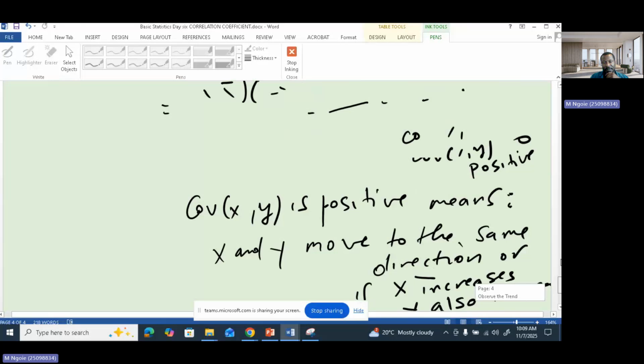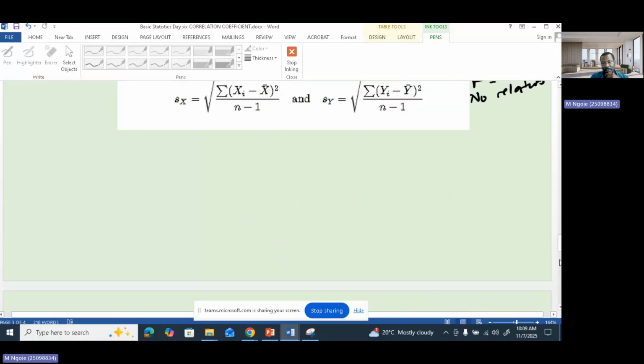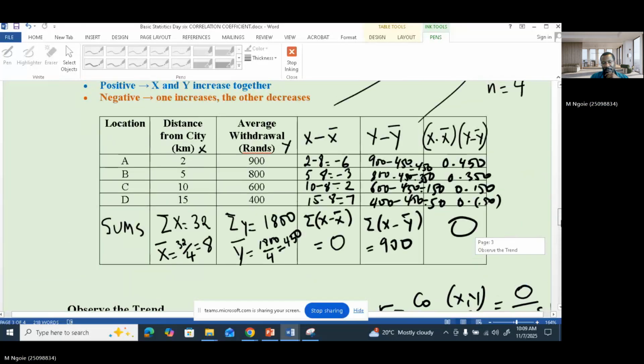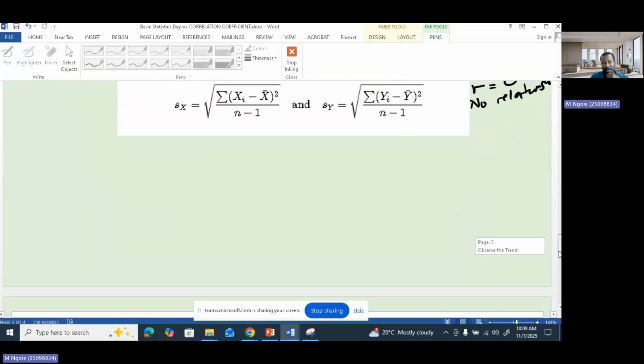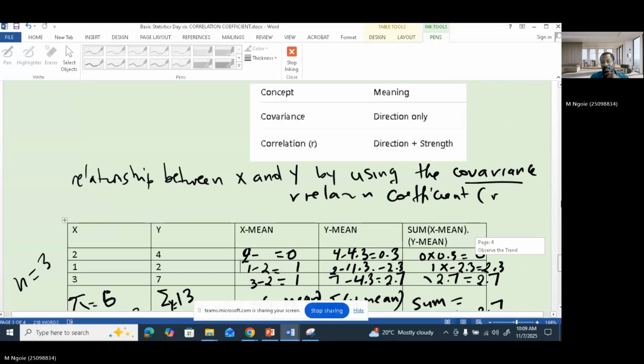So in conclusion, what we're going to say is here. Let us go a bit up. Where is it? My conclusion. Okay. So the covariance only shows the direction, right?